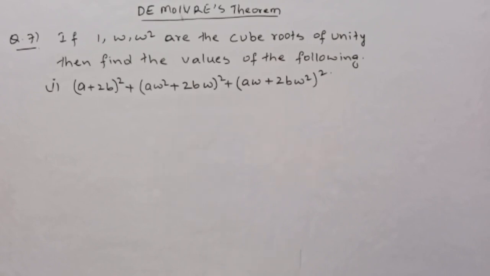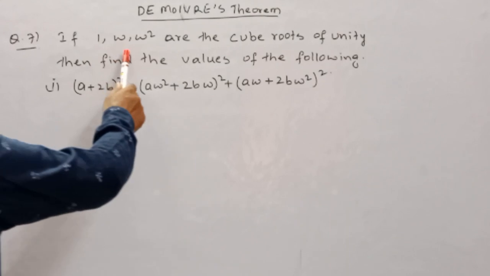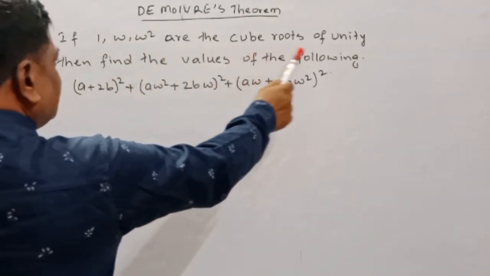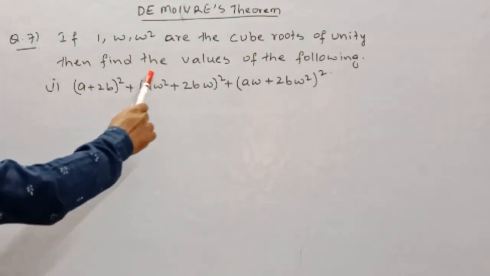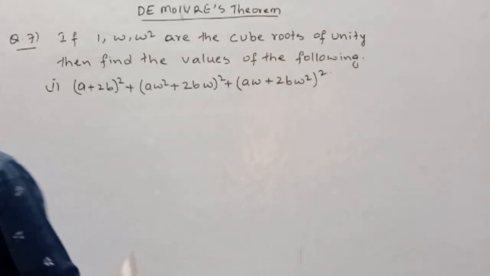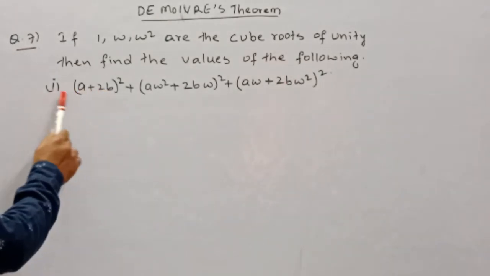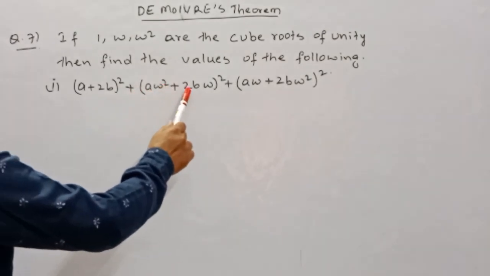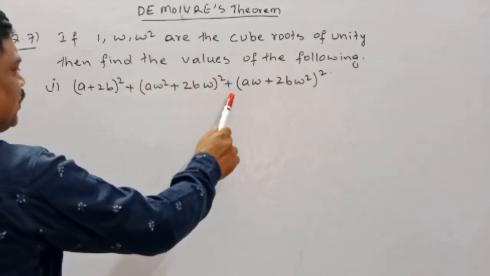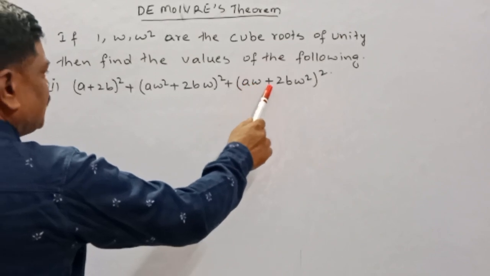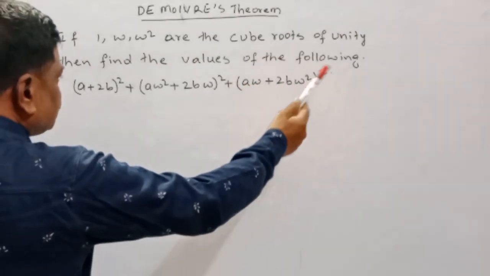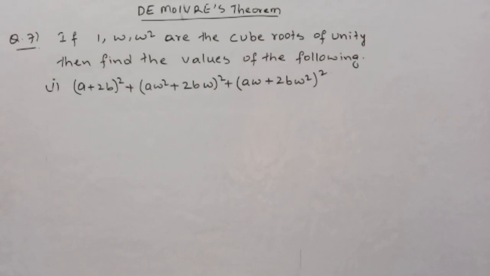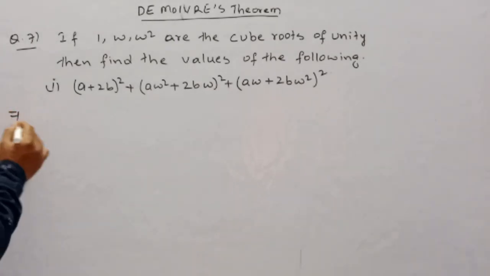We have one more problem on De Moivre's theorem. If 1, omega, omega square are the cube roots of unity, then find the values of the following: (a + 2b) whole square plus (a omega square + 2b omega) whole square plus (a omega + 2b omega square) whole square. So you see here this problem.